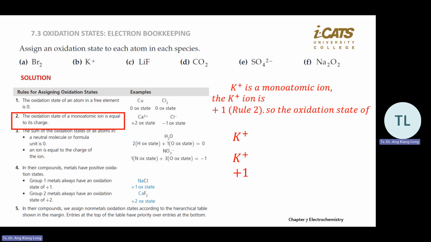For example, B, K plus, you read rule number 2 as we highlight on the PowerPoint slide here. So rule 2 says the oxidation state of a monoatomic ion is equal to its charge. Charge is 1 plus. So below the K plus, you write plus 1 and not 1 plus. So remember that one. And of course, in the exam, you won't see the example in the table. I will remove the example, I'll purposely remove the example because I cannot give you the example during the test or assessment.